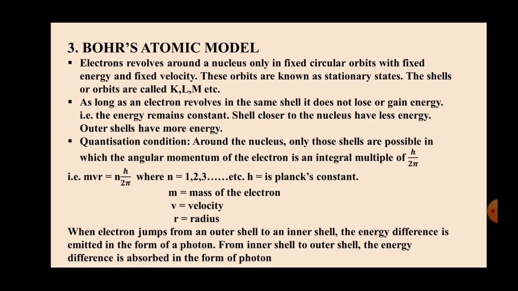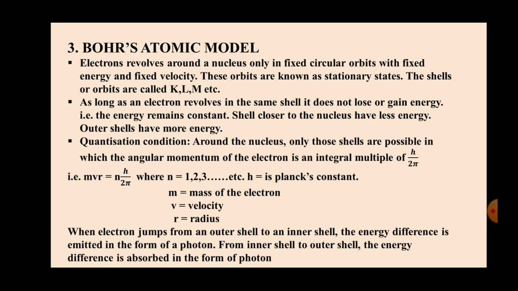Now the third model. The first model I explained was J.J. Thomson's atomic model. What he told is that the atom is a positive sphere, and electrons are embedded in that. J.J. Thomson's atomic model is compared to a watermelon or a plum pudding.